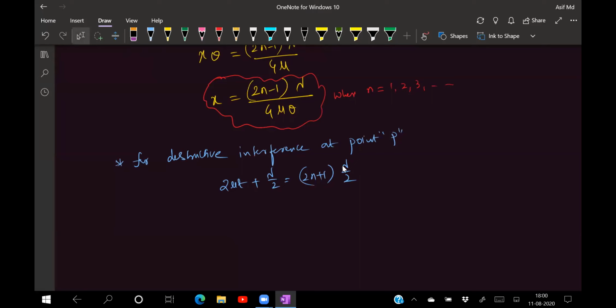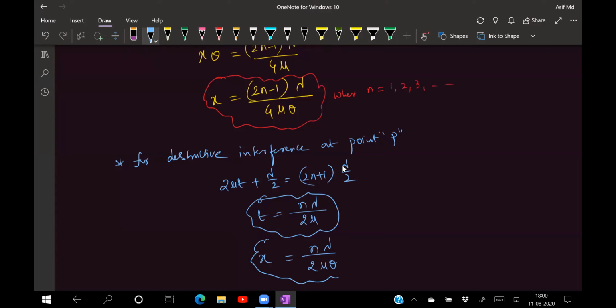If I simplify from this, the t value I'll get is n into lambda divided by 2 into mu. And the t value, you already know, is x into theta. So x is equal to n lambda by 2 mu into theta. I'm writing this step directly right now.